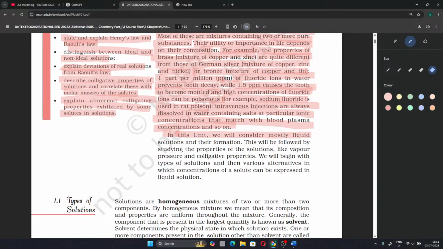In this unit, we will consider mostly liquid solutions and their formation. This will be followed by studying the properties of solutions like vapor pressure and colligative properties. We will begin with types of solutions and the various ways in which the concentration of solute can be expressed in a liquid solution.